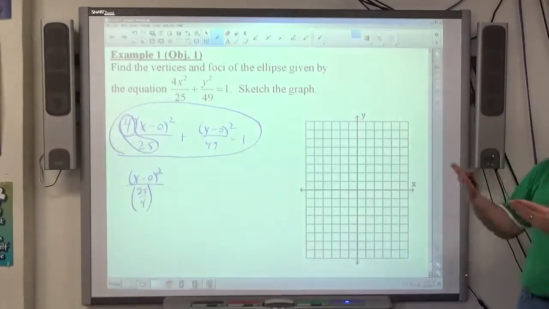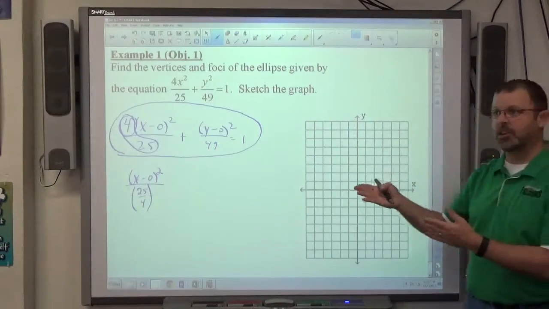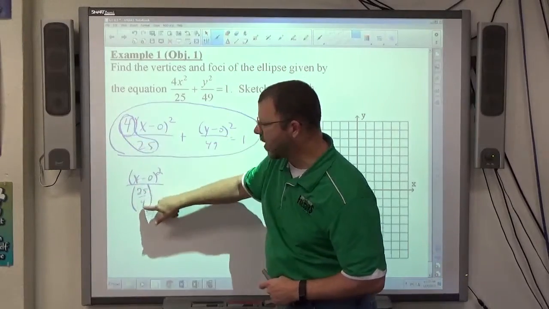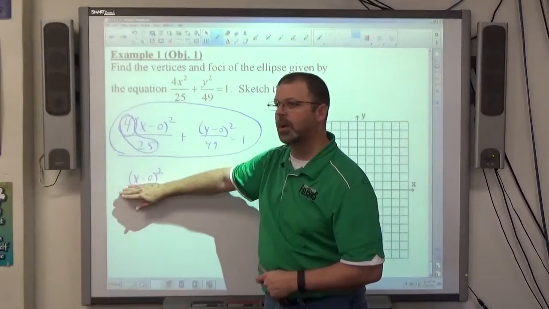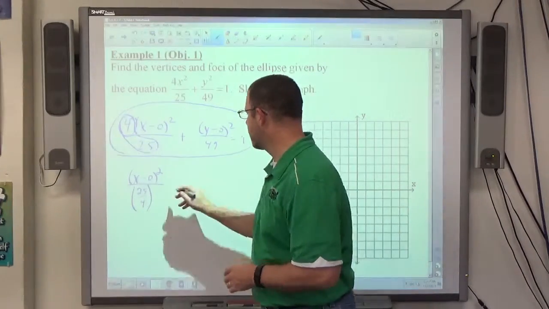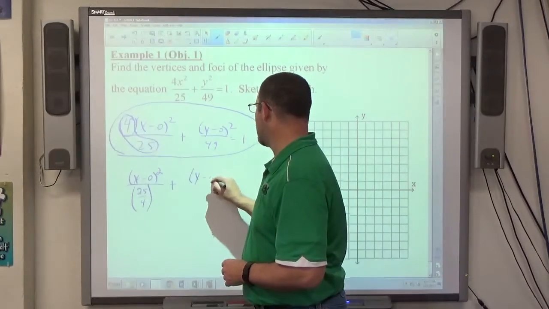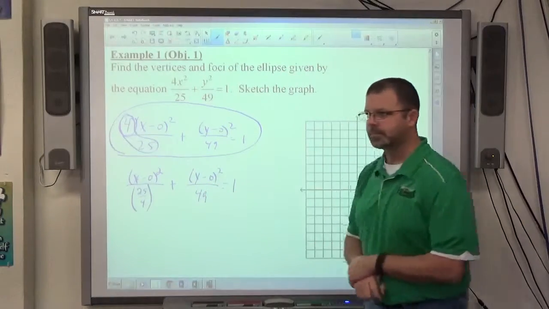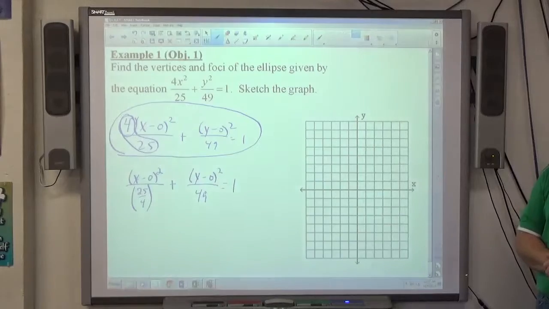So in general, if you get a number on top, it's attached to the number on the bottom in a fractional form. If you just take that fraction and reciprocate it, put it on the bottom, now you have a quantity squared on top, no number in front, over a number. And that's what we're looking for each time. And then we have y minus 0, the quantity squared, over 49, equal to 1. Okay, that's job 1. Get standard form, get good standard form.